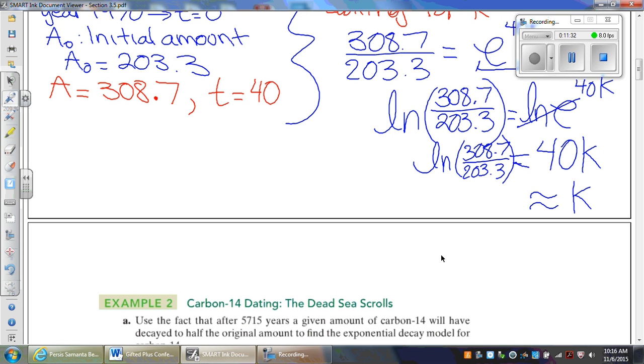So what we need to do here to solve for k, and we're just going to get an approximation, is divide ln of 308.7 over 203.3, divided by 40. You need to be very careful. This will be a candy opportunity. The first one to give me the answer. I would suggest that when you are doing your homework, you round to maybe 4 places.